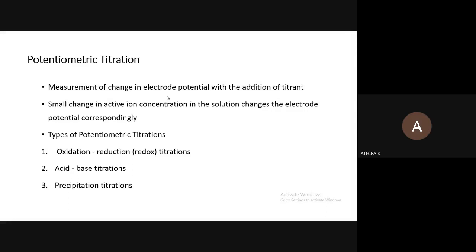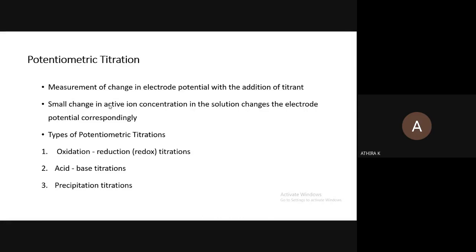As we add titrant to the conical flask, there will be a change in the concentration of Mn plus ions. Accordingly, there will be a corresponding change in the electrode potential. We can measure it using a voltmeter. This is the principle of potentiometric titration.